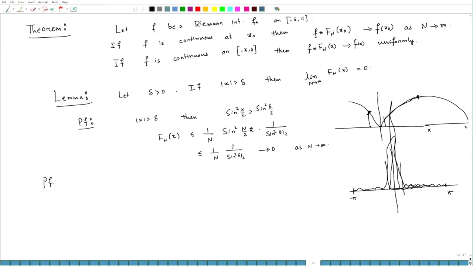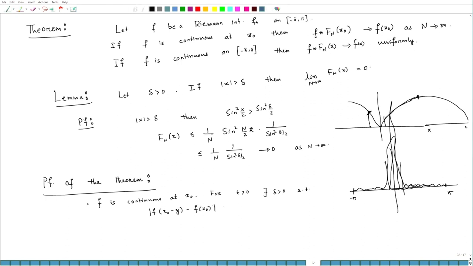So, now the proof of the theorem. We know that f is continuous at x naught. Therefore, for epsilon positive, there exists a delta greater than 0 such that mod of f of x naught minus y minus f of x naught is less than epsilon by 2 whenever mod y is less than delta.